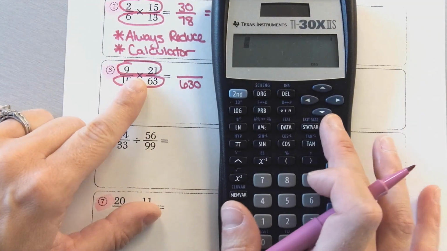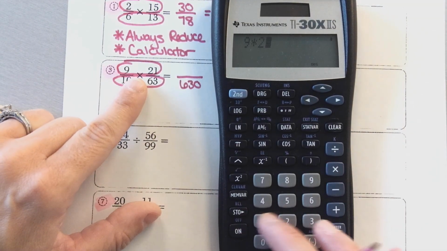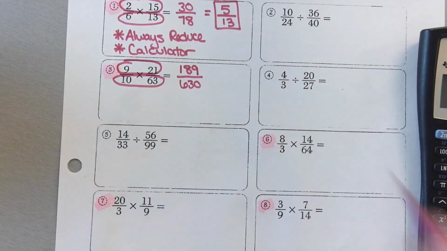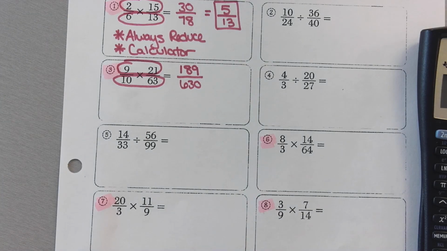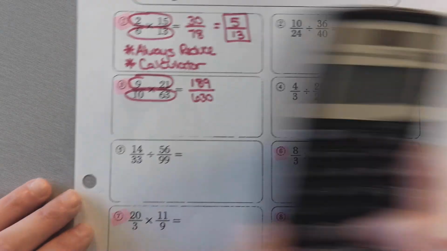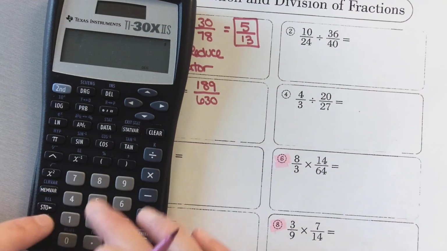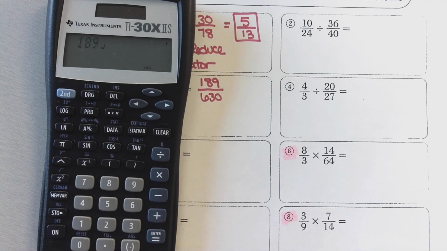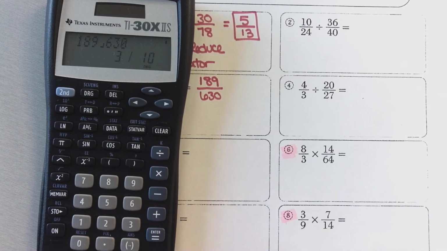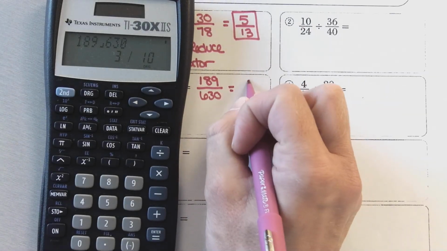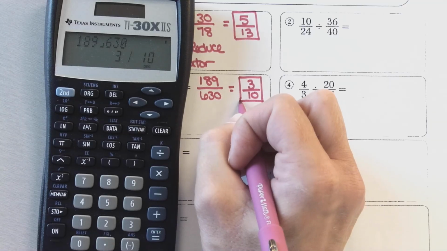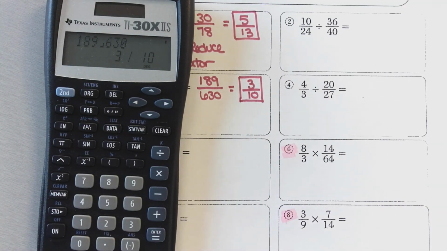Alright, so the top one I'm going to use my calculator for. 9 times 21, 189. Now this one I look at and I'm like, maybe I can reduce it, maybe I can't. I'm not sure. Should I check? Yes, always. The answer is always. So I'm going to take my calculator, I'm going to do 189. I'm going to type my ABC button, and then I'm going to type in my 630 and hit enter. Oh, it did reduce. See, I did not see that one coming because I thought 189, that could be even a prime number.